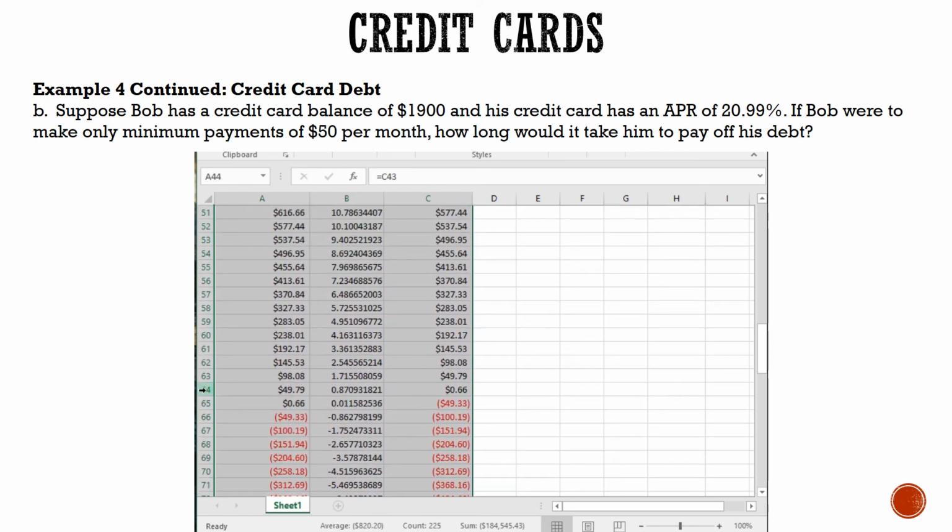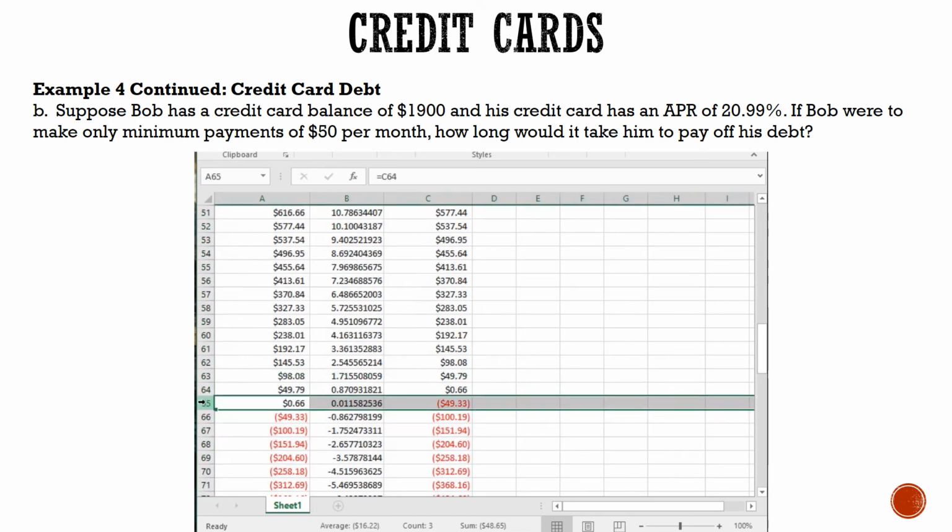So when we are at 64 for our row number, which means that this is 63 months in, we are finally reaching a point where we have at the end of the month only 66 cents left to pay off. And so really it'll take that one more month, so 64 months in total for us to reach the point where we've paid off the $1,900 credit card debt if we're only making that minimum $50 payment per month.